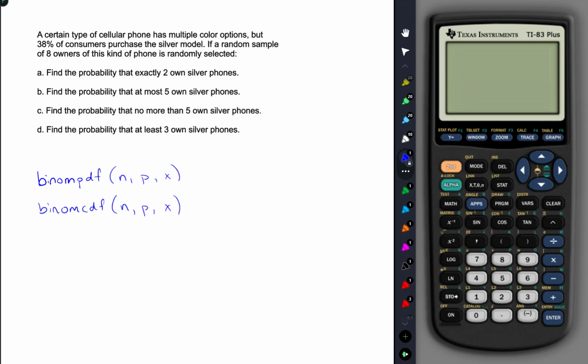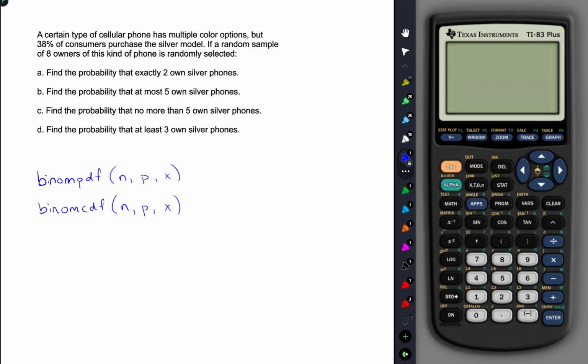Okay, so let's take a look at this example problem and see how we can use these together. A certain type of cellular phone has multiple color options, but 38% of consumers purchase the silver model. If a random sample of 8 owners of this kind is randomly selected, find the probability that exactly 2 own silver phones, at most 5 own silver phones, no more than 5 own silver phones, and then at least 3 own silver phones. Okay, starting with the first one.